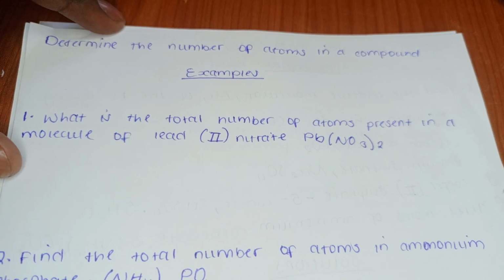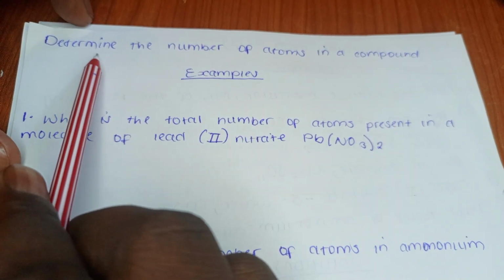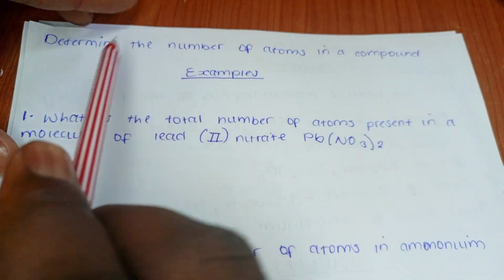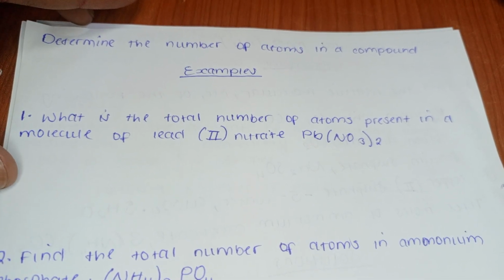I want us to do chemistry and more concept calculations. As you can see, the first part here is determining the number of atoms in a compound, which means finding the number of atoms in a given compound. So I have the first question here, which is an example.